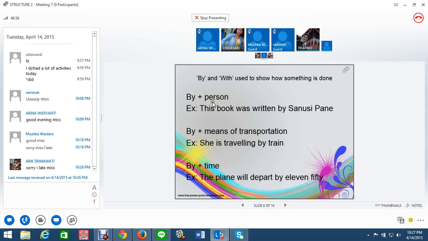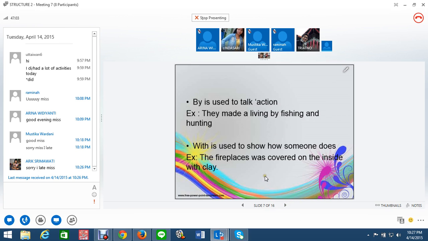Okay, so this is by plus person. By plus means of transportation, by plus time. By is used to show an action. Here you can see the example, the method of living by fishing and hunting. Here, with is used to show how someone does. The fireplaces was covered on the inside with clay.